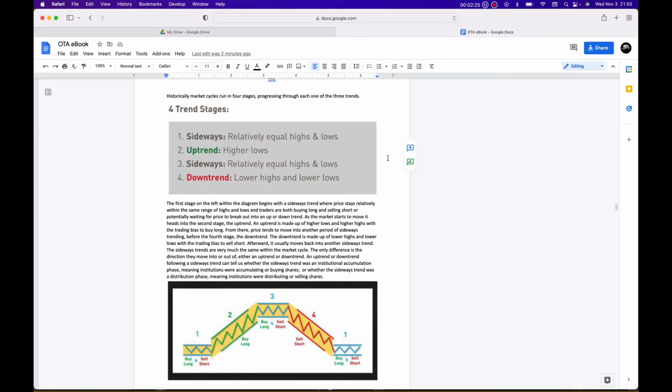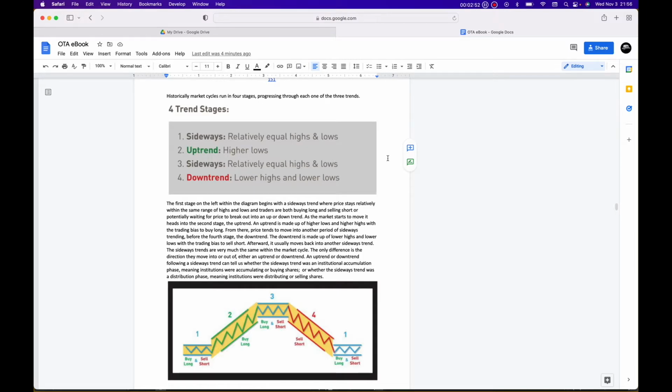An uptrend is made up of higher lows and higher highs, with the trading bias to buy long. From there, price tends to move into another period of sideways trending before the fourth stage begins, which is the downtrend. The downtrend is made up of lower highs and lower lows, with the trading bias to sell short. Afterward, it usually moves back into another sideways trend.